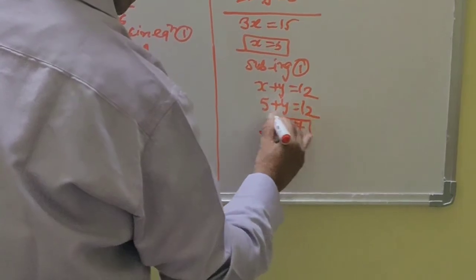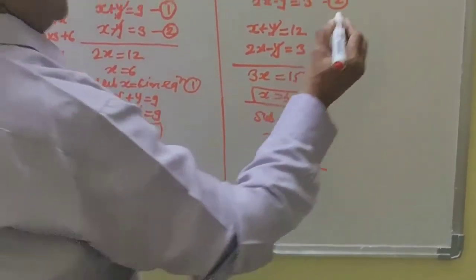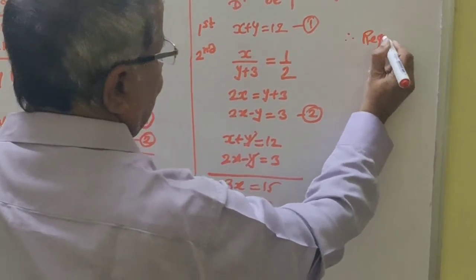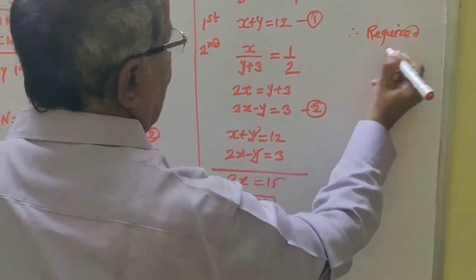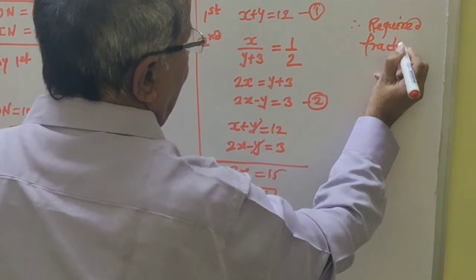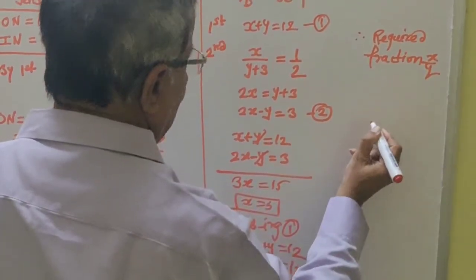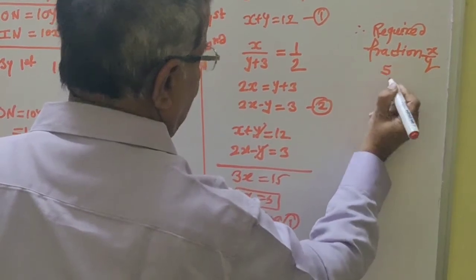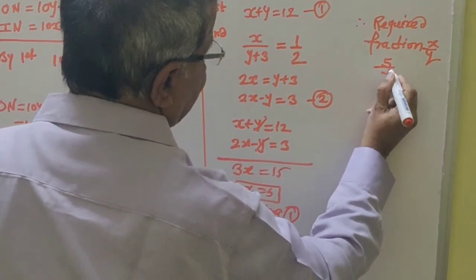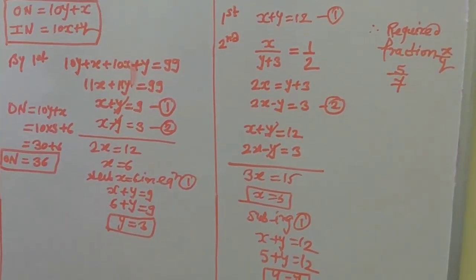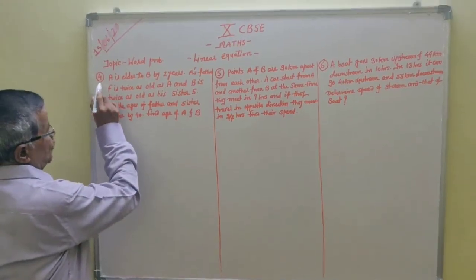Now the required fraction for the given problem is x upon y. The value of x is 5 and the denominator is 7. This is the required answer for the given problem. We will start problem number 4.